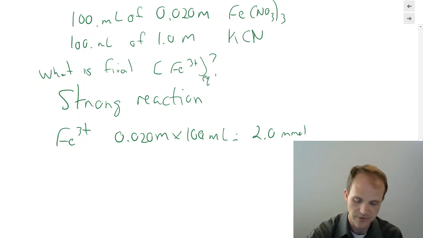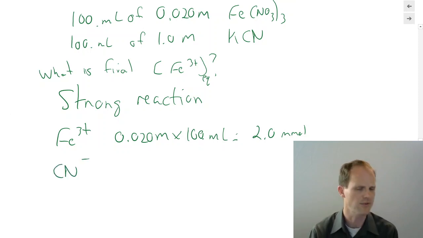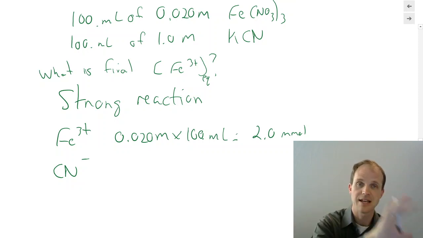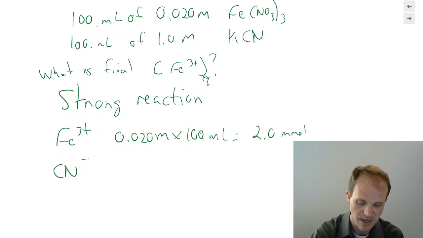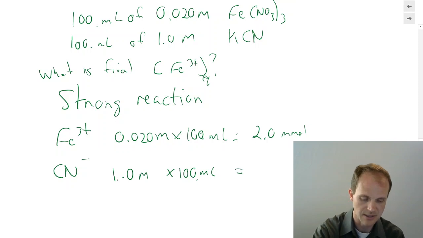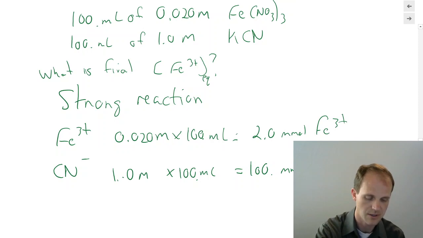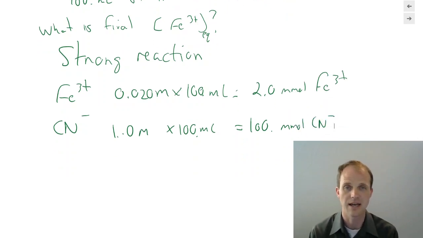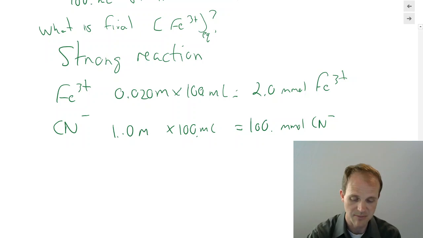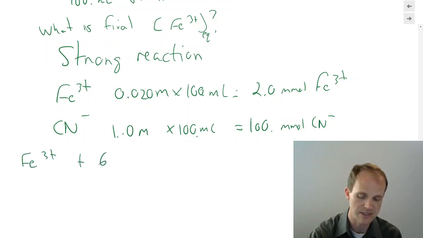Only two significant figures. And then for my cyanide, again, Professor Clemens, you don't have any cyanide. You have potassium cyanide. All potassium salts are soluble, so I have potassium ions and cyanide ions in a 1-to-1 stoichiometric ratio. I've got 1.0 molar times 100 milliliters, and that's going to be 100 millimoles of my cyanide. And so I can start to use that in my BRICE table. And again, for the complex ion formation stuff, we always start with the ions, and then we make the complex.